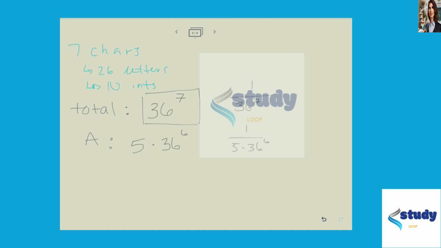I'm not sure why event B is included, but this one is actually exactly the same as event A, because we have 5 options for the first one, 0, 2, 4, 6, or 8, and then this many options for the rest. So that would be the probability for this one.